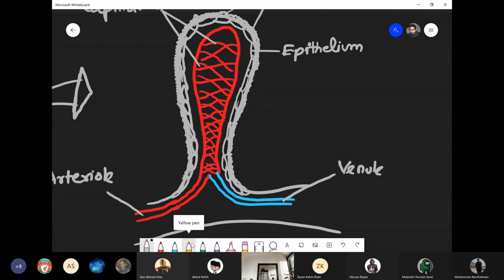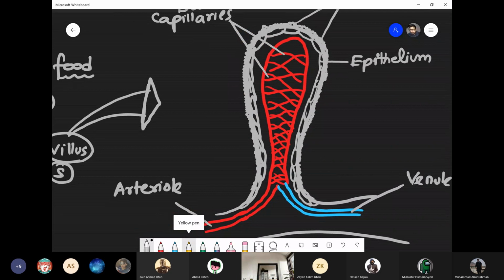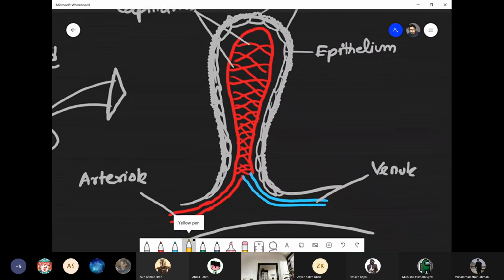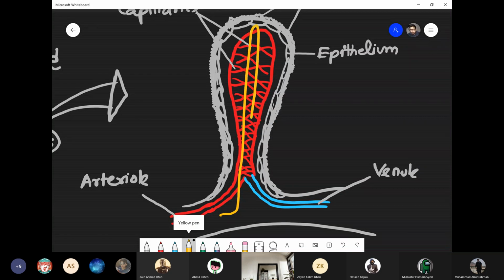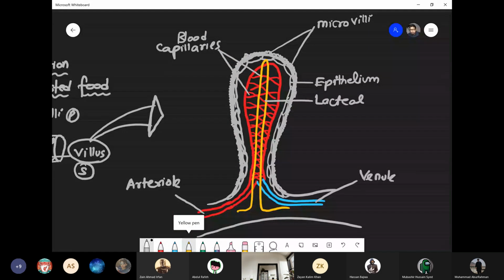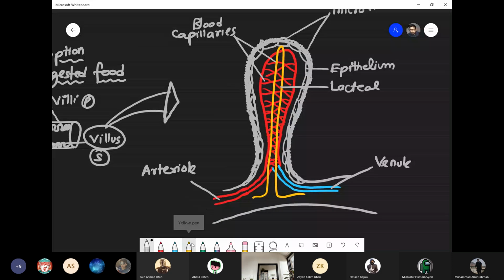Now boys, next thing, if you guys remember, when the food was digested, we had glucose. But one thing which I need to tell you more, over here, other than blood vessels, there is another type of vessel. I'm representing it with the yellow color. Now this vessel is called a lacteal. More detail about the lacteals will come in the circulatory system chapter. Inshallah, we'll learn in the same term. Next to next chapter is about circulatory system. So this is what a villus looks like under the microscope.